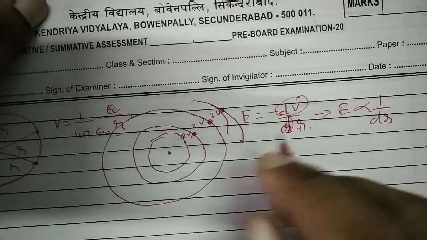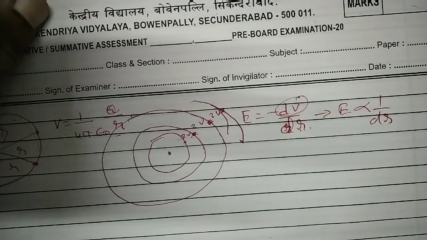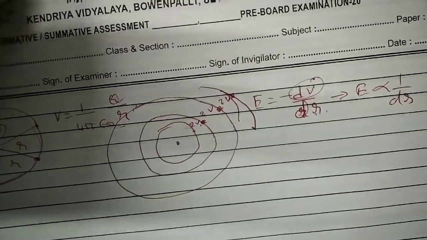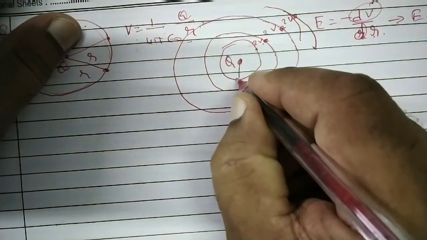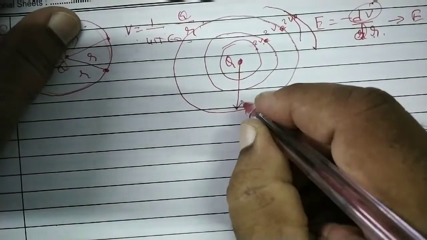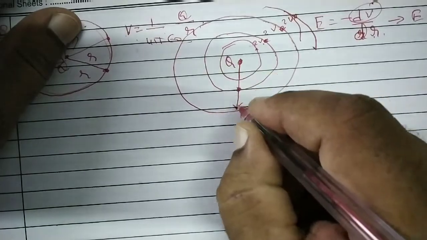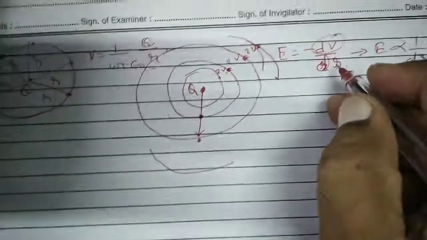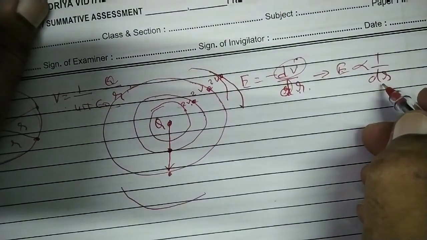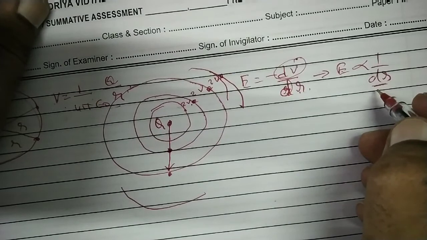1 by dr means wherever the electric field is strong, the separation should be less. Wherever the electric field is weak, the separation among them should be more. That means if you are going away from the charge, the field decreases. Field decreases, so the field is less, so the separation should be more.